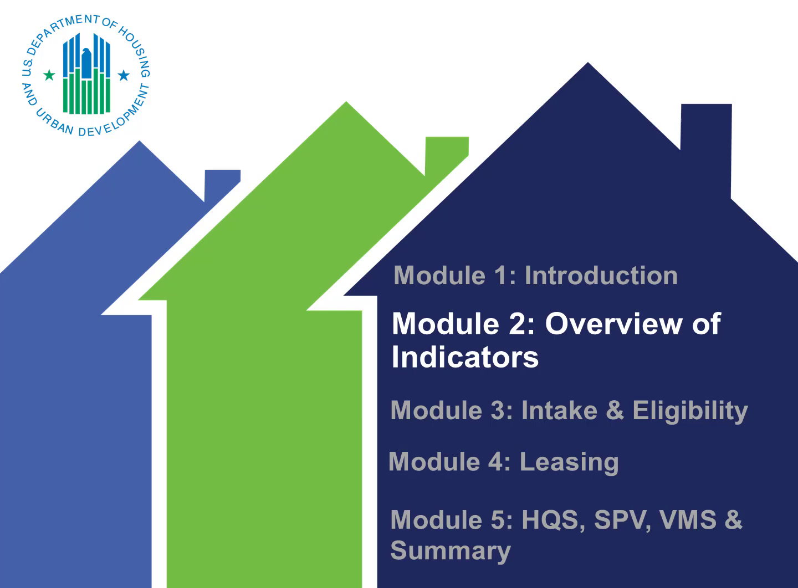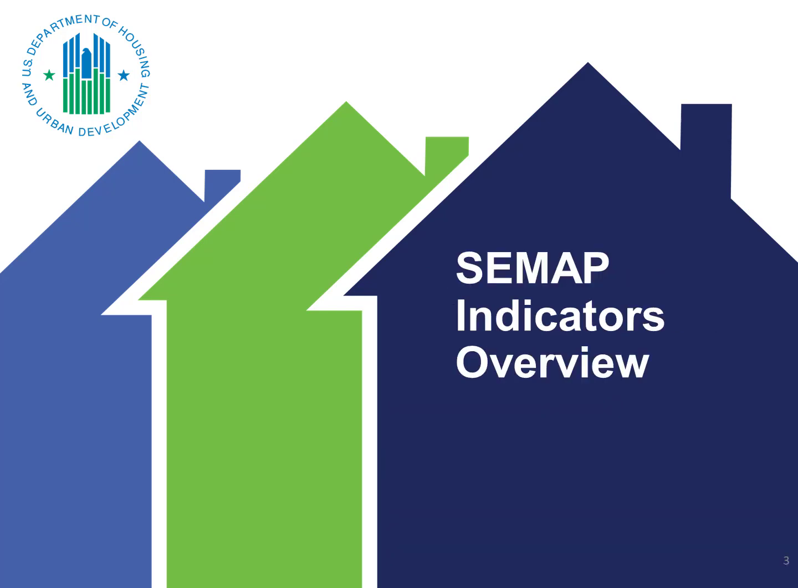Each module of this training is self-paced and can be started or stopped at any time. Module 1 provided an overview of the general SEMAP requirements and process. Now we'll provide an overview of each of the SEMAP indicators. There are 14 indicators and one bonus indicator designed to determine how well an HCV program is performing.